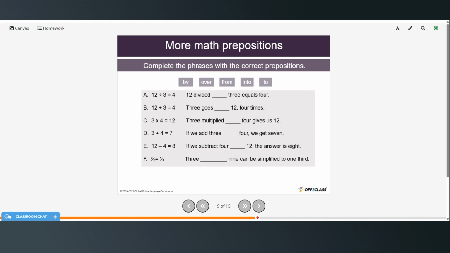Alright, now try to complete the phrases with the correct prepositions. And you can pause the video, try that on your own, and then restart when you're ready to check your answers.